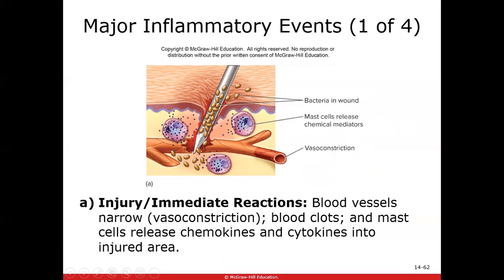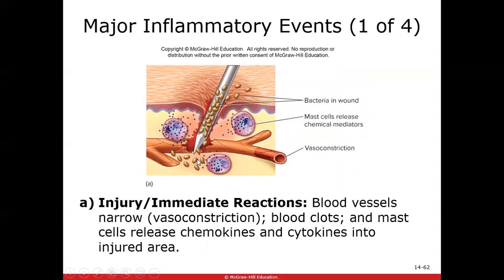This is like you get punctured by a nail. It goes through the first line of defense, and there's bacteria on the nail, and it penetrates a blood vessel. Remember, there are white blood cells floating around all the time. When they realize there's bacteria in the area, they send out chemicals to let all the other immune responders know that this is the area where they need assistance. Then this blood vessel will constrict to reduce loss of blood.